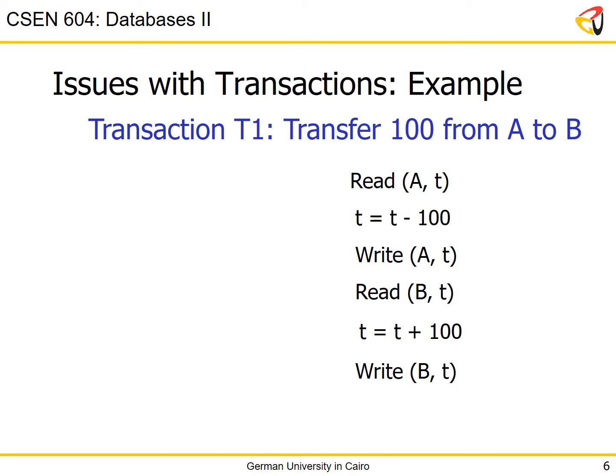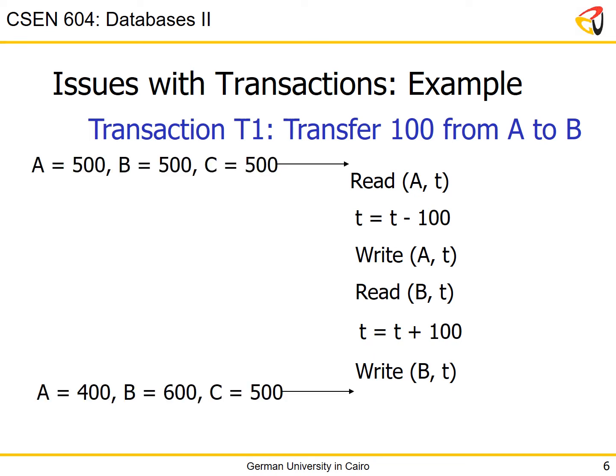We will read A into T, we will take from T 100, and then we will write back T into A. And then we will read B into T, and then add 100, and then write back T into B. So you take 100 from A, and you add 100 to B. You start with 500, 500, 500, and you end up with 400, 600, 500. Makes sense, right? So there's really no issue here.